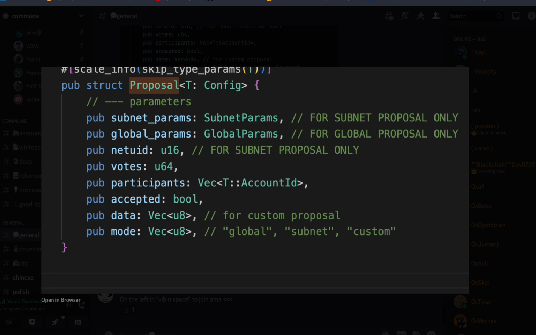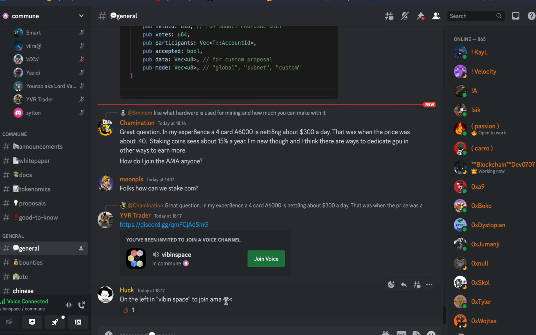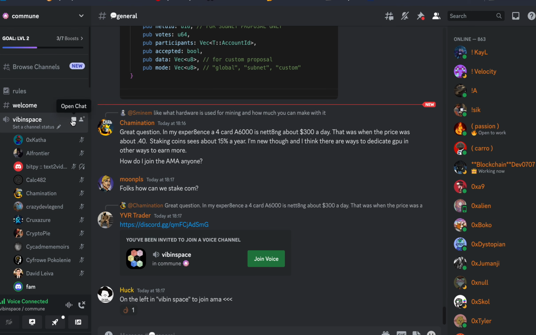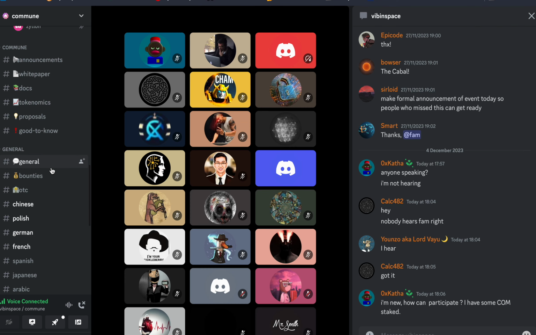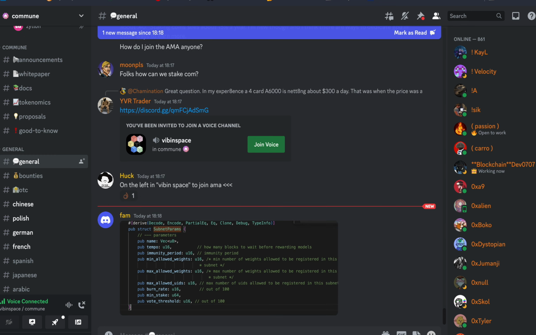There are two types of proposals you can make. Well, actually, no, there are three right now. There's a subnet proposal, which is changing the parameters in the subnet. I'll show you the parameters of the subnet here. Feel free to ask any questions on what any of these mean if you don't understand them. Right now we have one subnet, so the global params and the subnet params are kind of mixed into one.